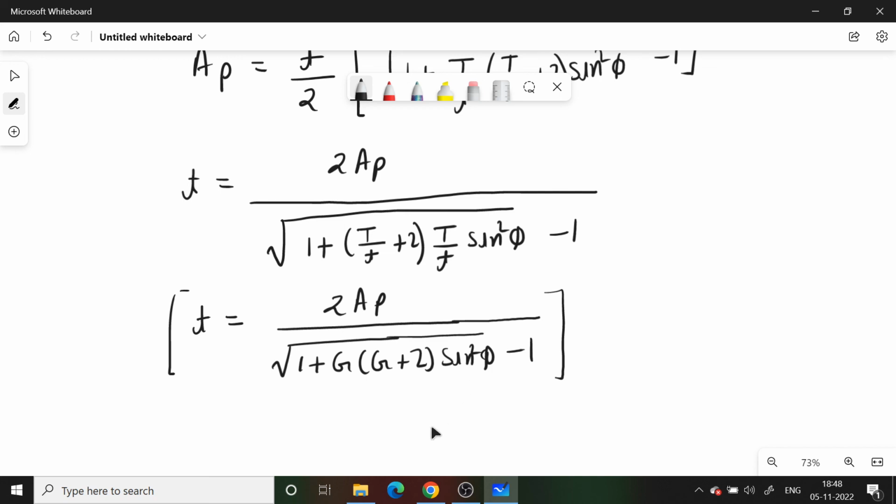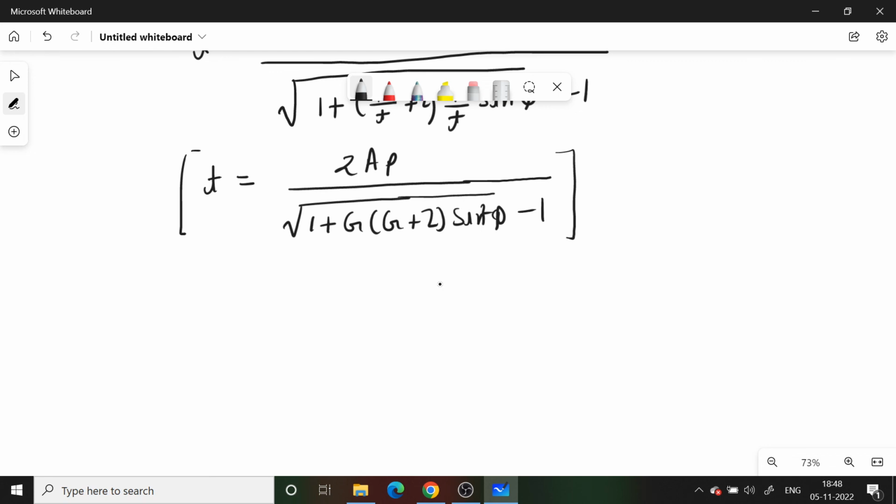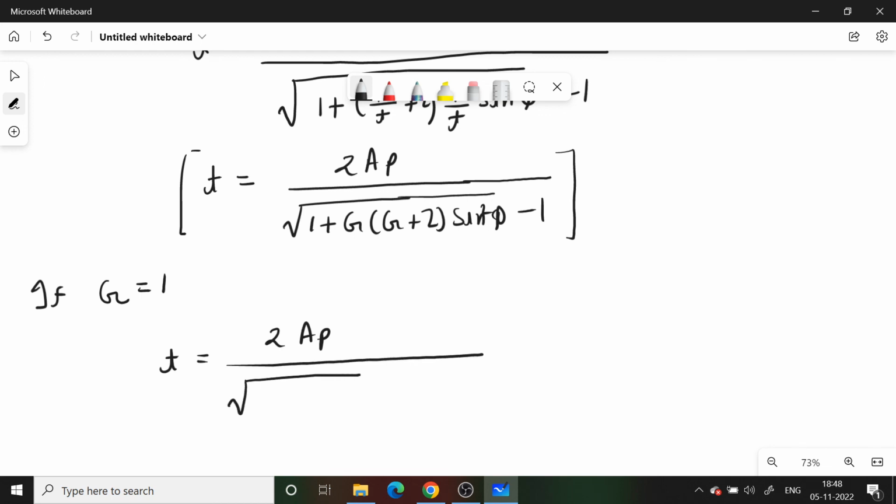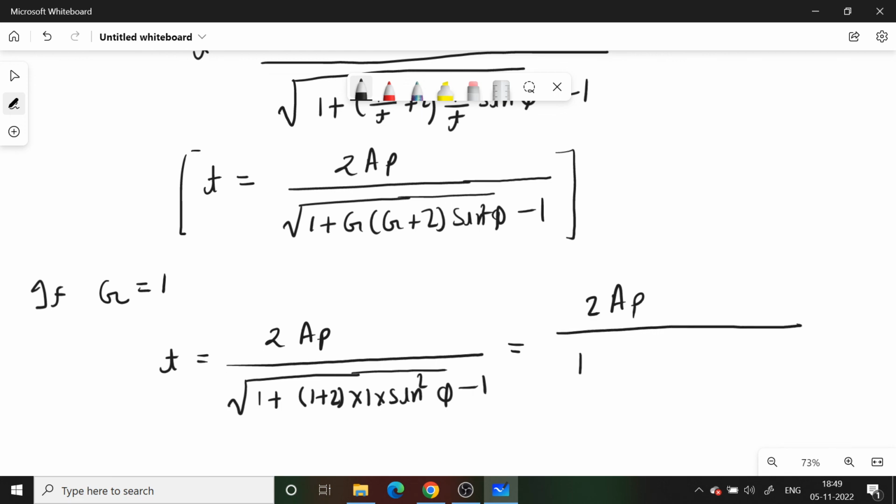Okay, if the gear ratio is 1, which means the number of teeth on the wheel and pinion are equal, then small t will be equal to 2 times AP within bracket 1 plus 2 into 1 into sin square phi, minus 1, or say 2 into AP divided by under root 1 plus 3 sin square phi, minus 1.